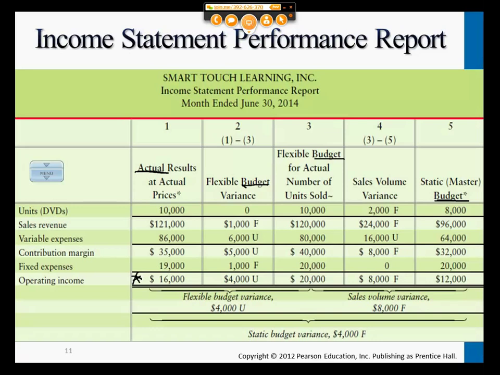All right, so here we have 10,000 DVDs, great, but we sold 10,000 DVDs, operating income should have been 20,000, okay? Should have been 20,000. It's the flexible budget number. You see the difference, right? So this is our flexible, this is our actual. We see that we thought that it would be 20,000, our actual was only 16,000.